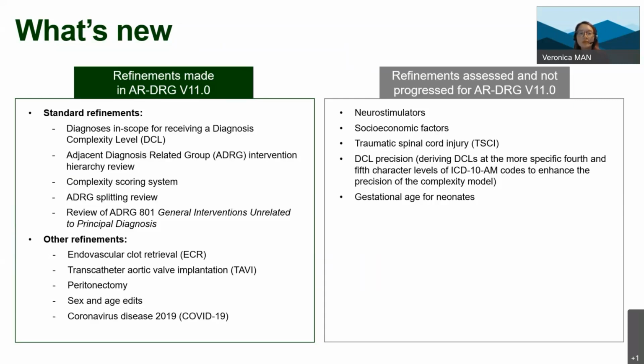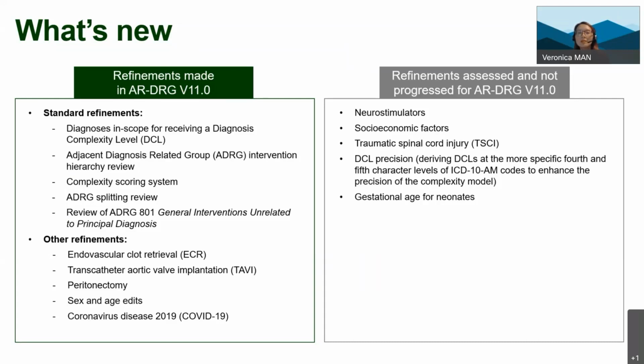Other version 11 refinements IHPA has made include the creation of new AR-DRG V08 endovascular clot retrieval in MDC01, the creation of new AR-DRG F25 percutaneous heart valve replacement with bioprosthesis in MDC05, and the creation of AR-DRG G13 frenectomy for gastrointestinal disorders in MDC06.